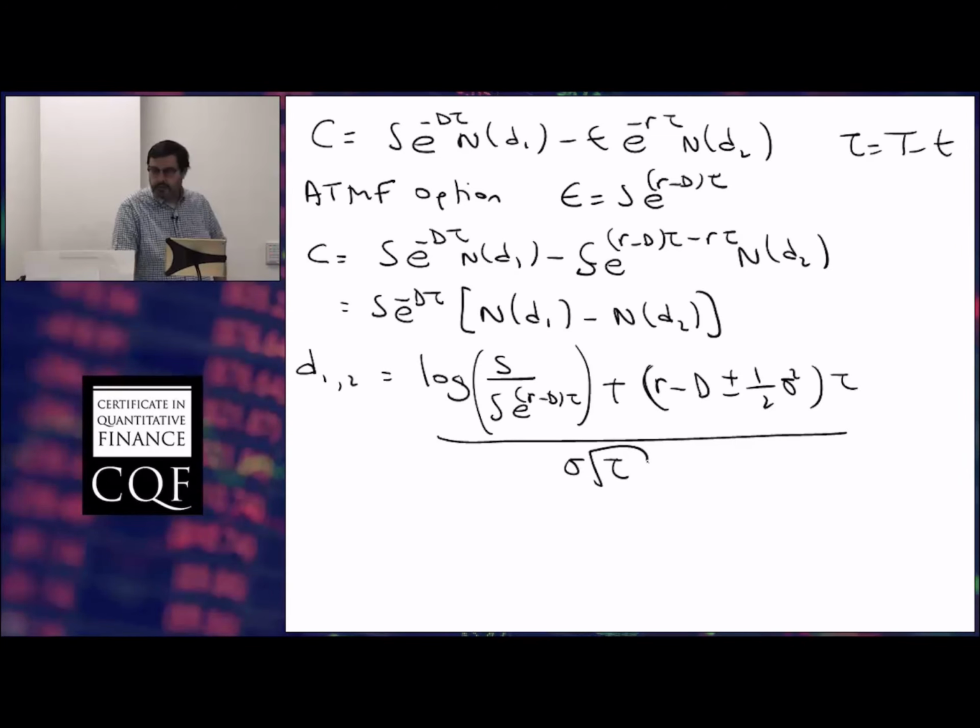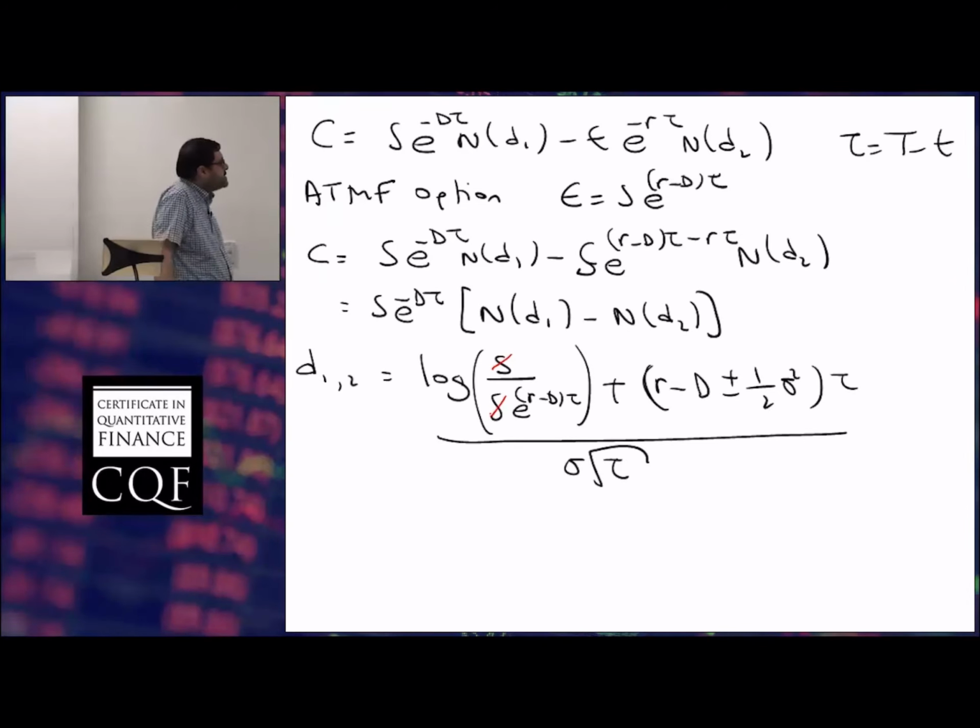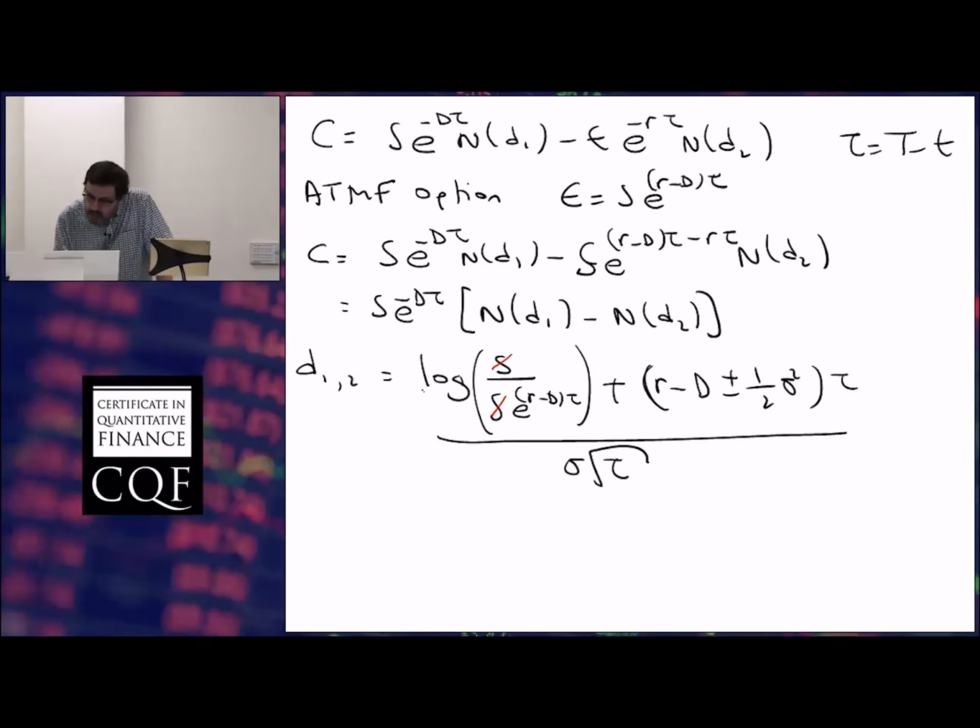If you don't mind, on the same slide I want to use red to do some cancellations. So this S cancels with that S. If I bring the exponential upstairs, it becomes e to the minus (r minus d), right? And the exponential and the log cancel out. Agreed? So that log will cancel with this, and that comes upstairs, and what we end up with is minus (r minus d) tau. Agreed?